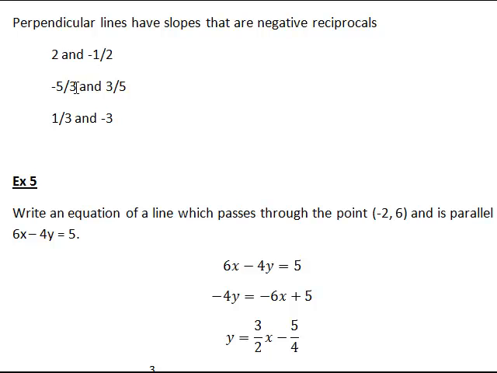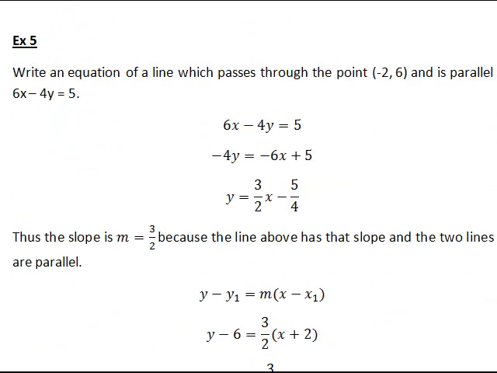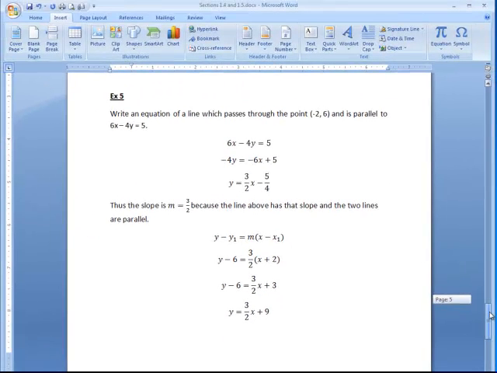So if my first line has a slope of -5/3, I change the sign and flip the number, I get a +3/5. Similarly, if my first line has a slope of 1/3, the second line would have a slope of -3. Every time, to get the slope of the second line, the perpendicular line, I change the sign and flip the number. Let's look at a couple examples of parallel and perpendicular lines. And we're going to take the same approach we did before.